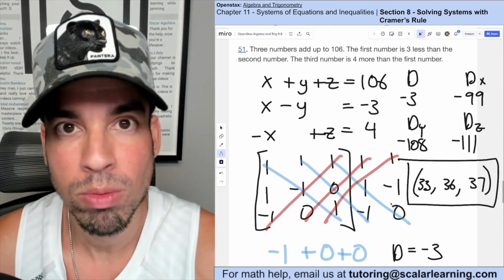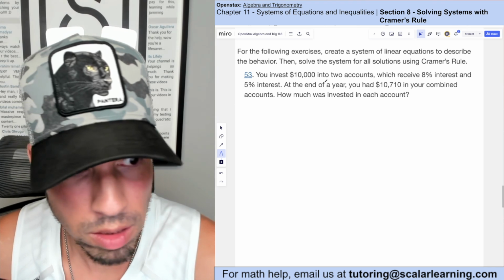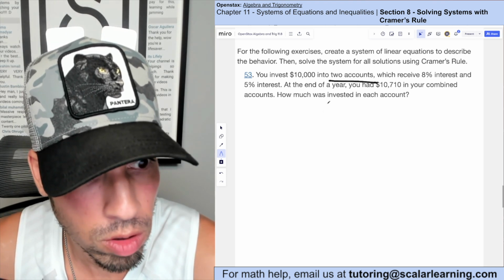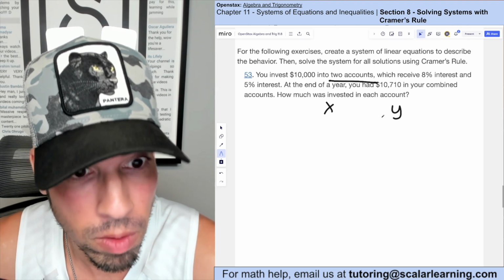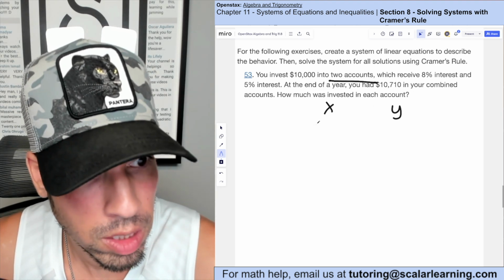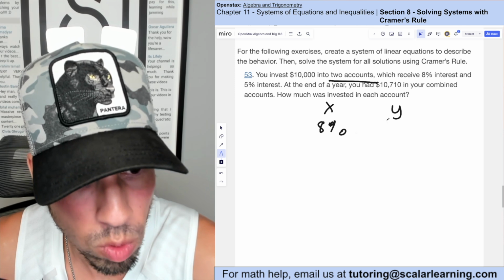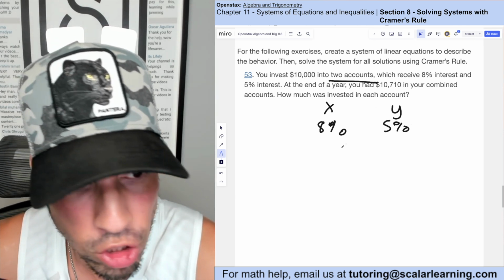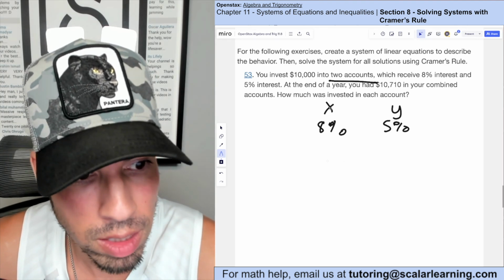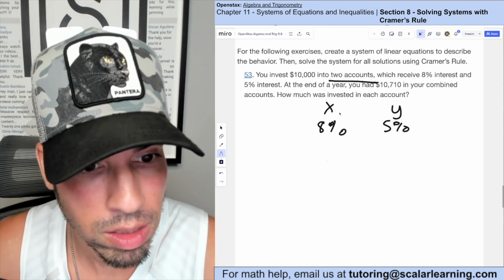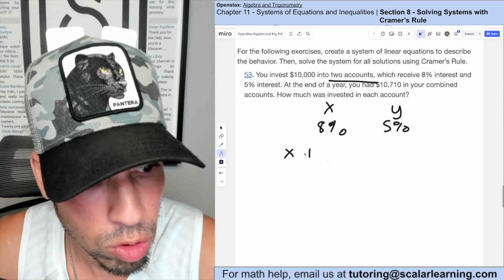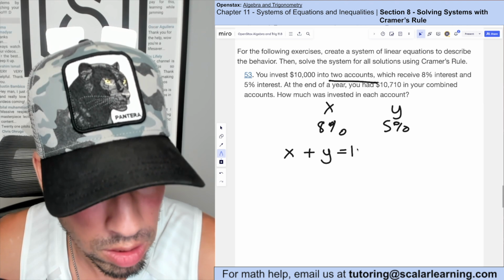Unique solution. Boom, done. So for this one, we're going to create a system of equations, and it looks like we got two accounts. We're going to call them X and Y, all right? And one receives 8% interest and one receives 5% interest. And we're investing $10,000 total into the accounts. So the way we can think about it is like, X is the amount we're investing here, Y is the amount we're investing in that account. So we know that the two together equals 10,000.